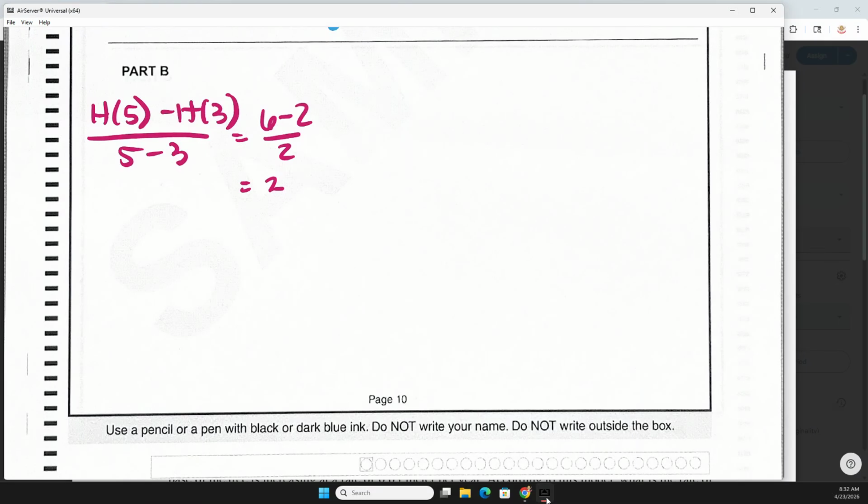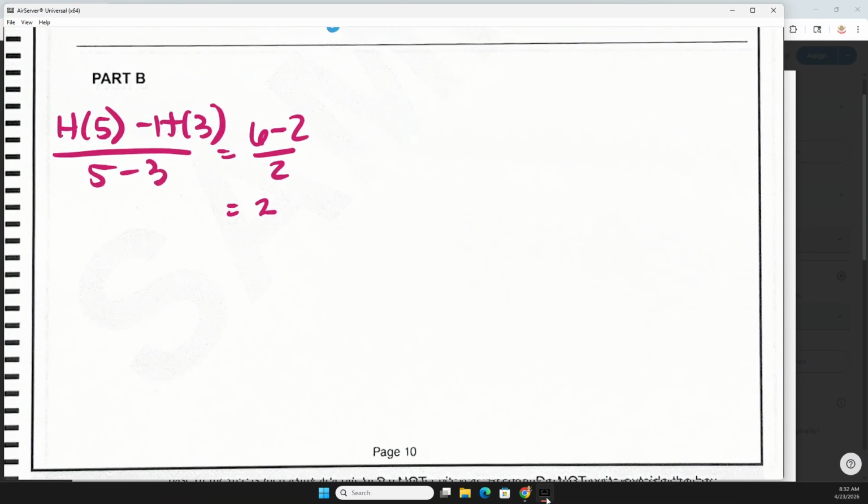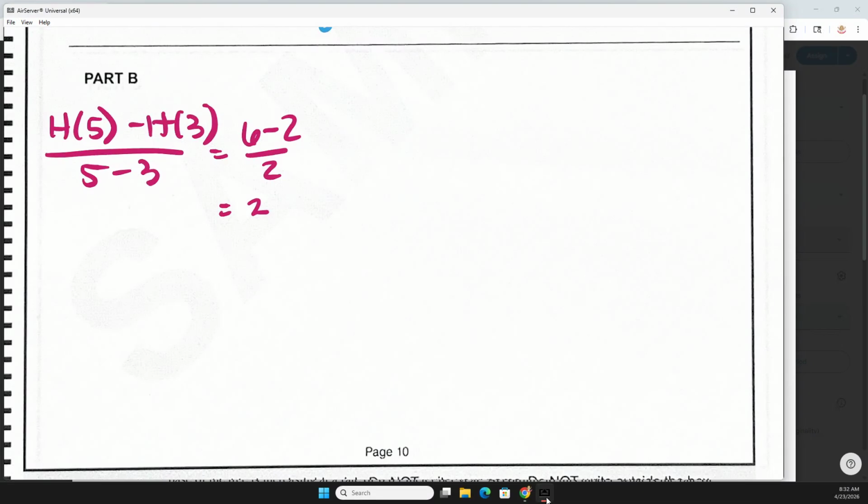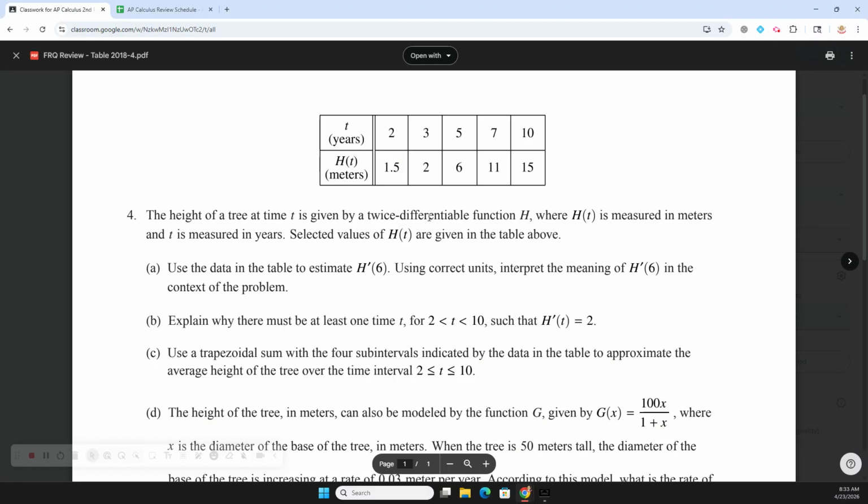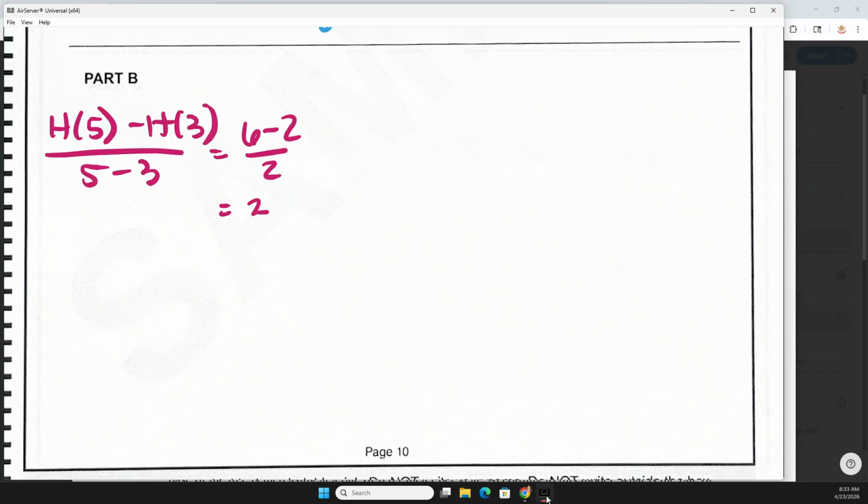So if we can find an average rate of change that equals that derivative we want, then we can use the mean value theorem as long as the function h is continuous on the open interval and differentiable on the closed interval. So what it tells us in the beginning, the very first sentence, is that h is twice differentiable, so that's going to cover everything. So let's just make a note of that. You do need to talk about the conditions when you use the mean value theorem.